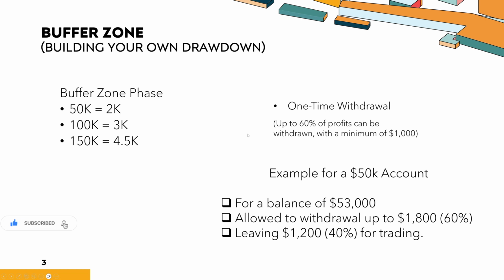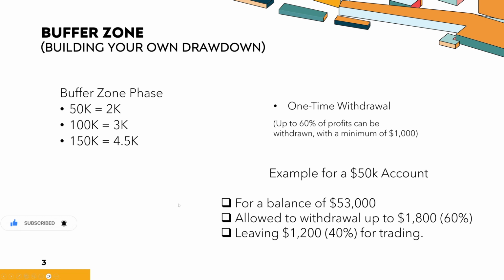They allow you to withdraw up to 60% of your profit with a minimum payout request of $1,000. So if you've made $200 and you want to ask for a withdrawal, we can't do that. But for example, if you have a 50K account and your account balance is $53,000, they're going to allow you to withdraw up to $1,800, which is 60% of the $3,000 of accounted profit in that account. They leave a fixed 40% of the profit in there for you to continue trading, because they don't want you to withdraw everything and then breach your own account. But after building that buffer zone, this changes.